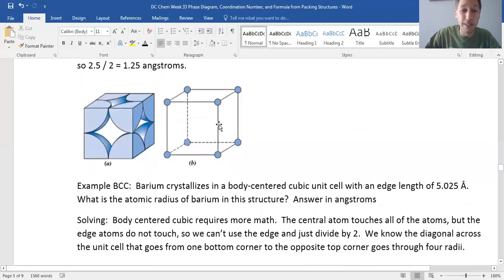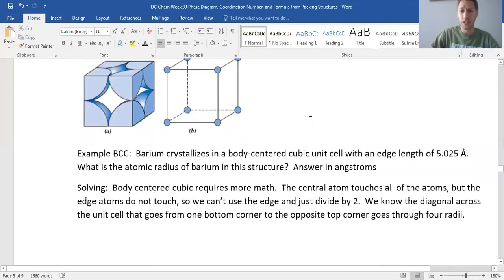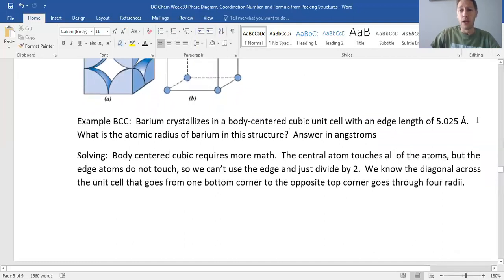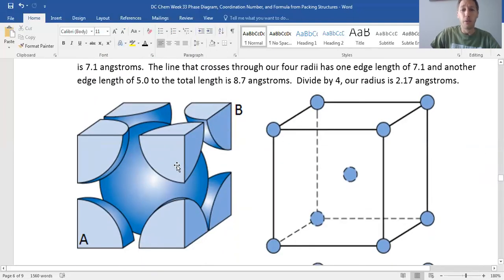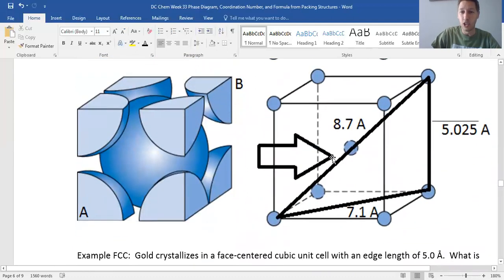Moving on, the BCC, the body-centered cubic. This one requires a little more math. So we have our edge length given to us, and we want to find the radius of the barium. So this one's a little bit different. Before I go up there and solve it, let me talk it through. So we need to find a place that's continuous, where we always have an atom. It turns out that the continuous place is from one corner to the back corner. So from corner A, which is the front left corner, to the back right corner, we can have a continuous path. So this atom in the back right touches the center atom, which touches the bottom left. So we're looking for the diagonal that's going from here to there.